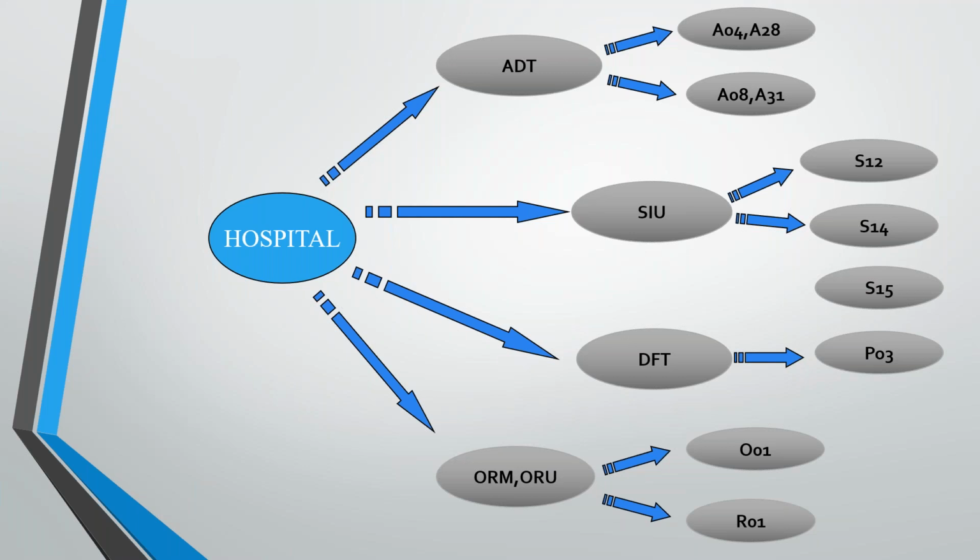So we will be taking a deeper look at all of these individual categories. We will be seeing what ADT contains, what SIU contains, what DFT contains, and all of these things, which means what are the segments that are possible within them, and what are the important fields of each of the segments that we are going to take a look at. We'll be covering all of them.